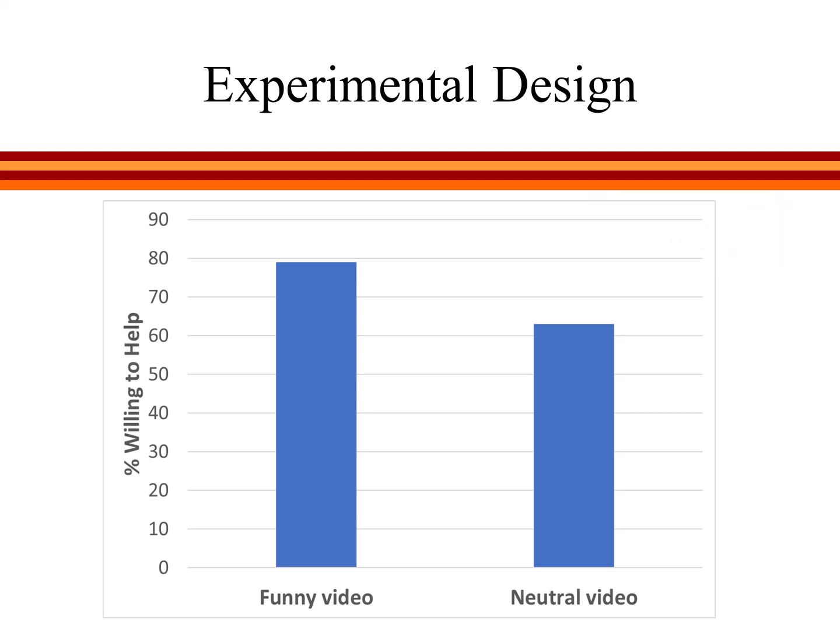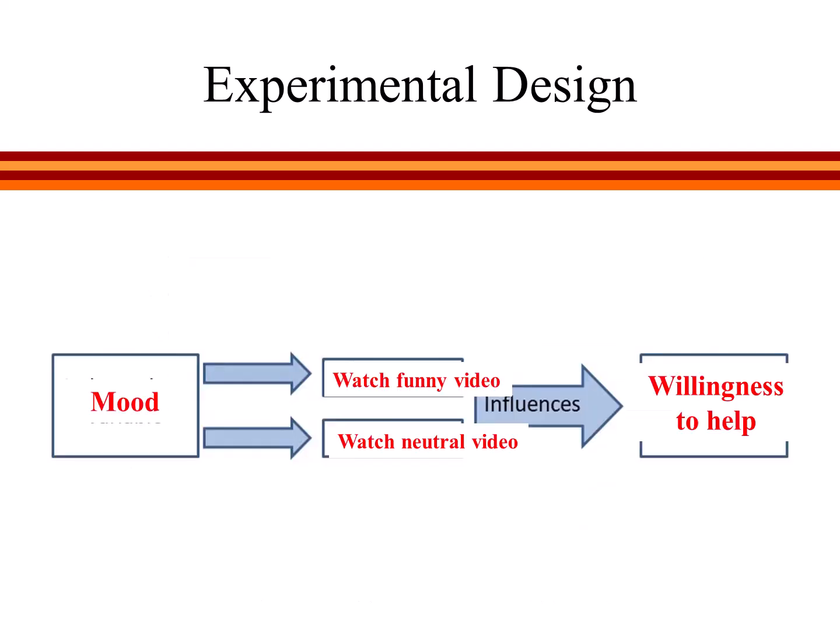But what about some of the other problems we talked about in the last video, like reverse causality and the third variable problem? Are those an issue here too? It turns out not. Let's explore why. First, reverse causality is not a problem because the researchers know in what order the variables occurred.